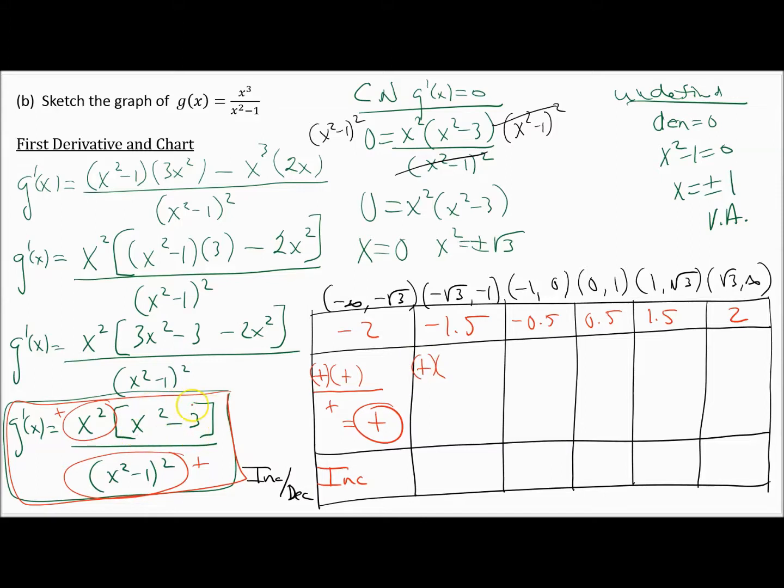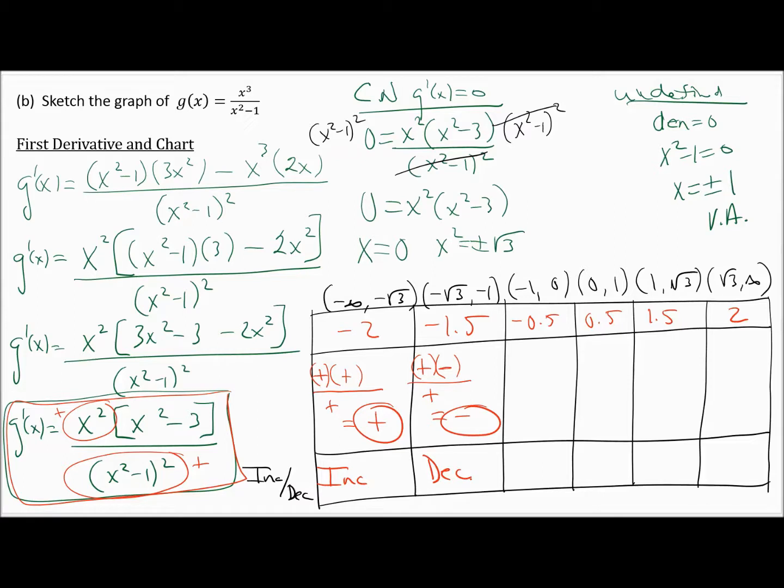Here's where we have to do the work. If I take negative 1.5 and square it, first of all, the negative term's positive, and that gives me 2.25. Minus 3 is going to give me a negative number, but the denominator is always positive. Now look, y'all, positive times negative divided by positive is always a negative. Therefore, I'm decreasing on that interval.